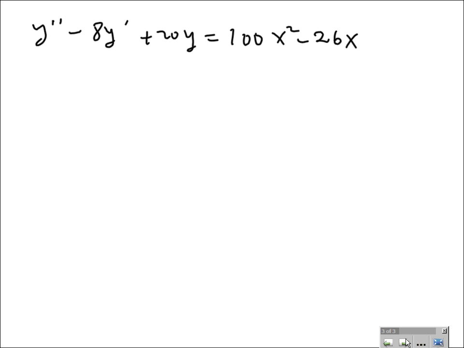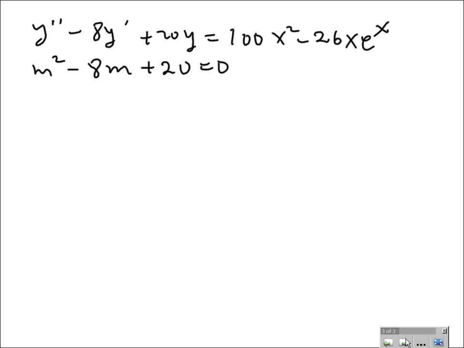Suppose you have y double prime minus 8y prime plus 20y equals 100 x squared minus 26x e to the x times e to the x. Well, first you solve the homogeneous equation. So it'll be 1m squared minus 8m plus 20 is equal to 0.